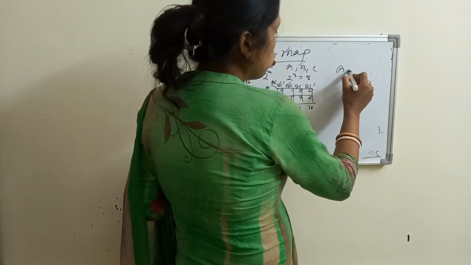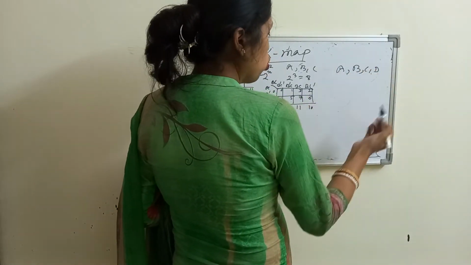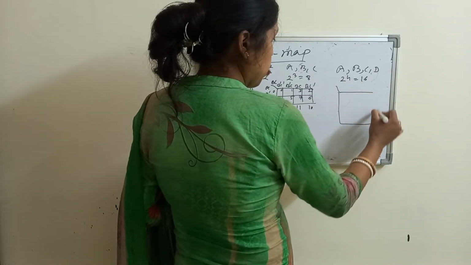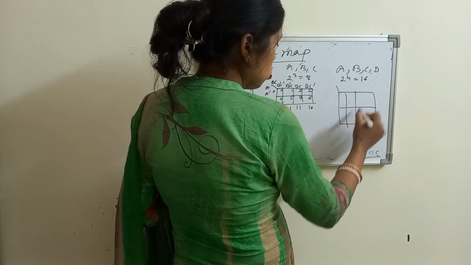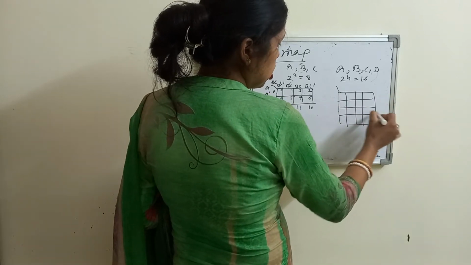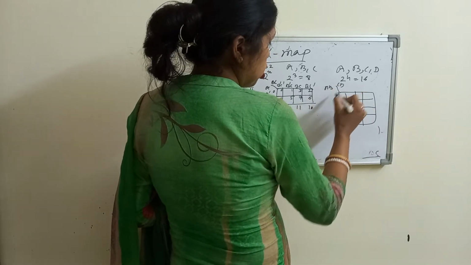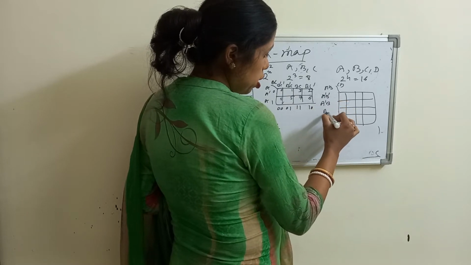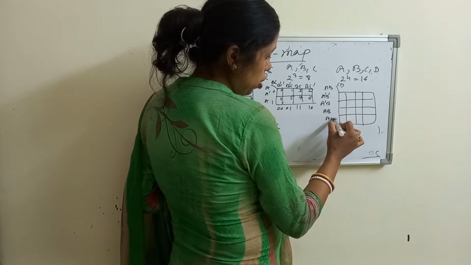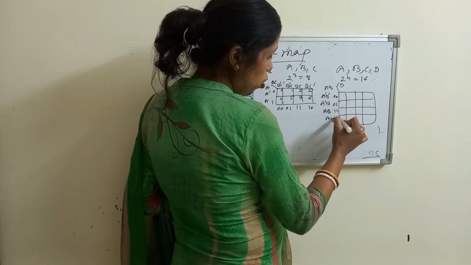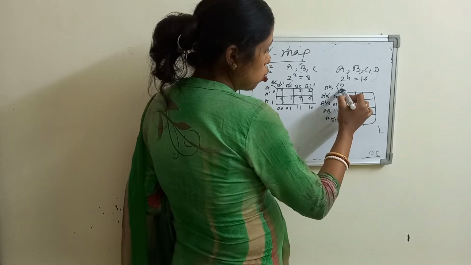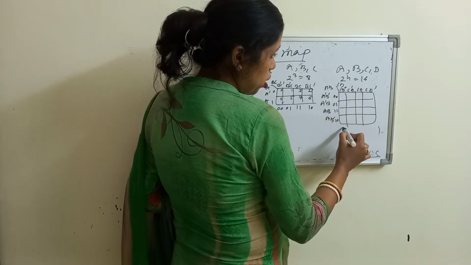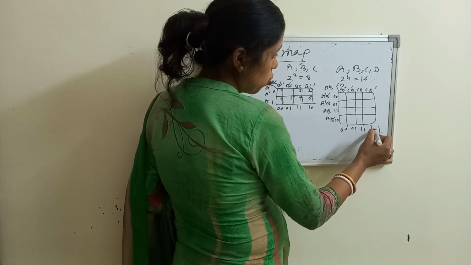Now come to the 4 inputs. So for 4 inputs, how many combinations? 16 combinations. That means 16 cells in the K-map. Here AB, here CD. Here I have to write 4 combinations: A prime B prime, A prime B, A B, A B prime. That means 0 0, 0 1, 1 1, 1 0. Here also C prime D prime, C prime D, C D, C D prime: 0 0, 0 1, 1 1, 1 0.